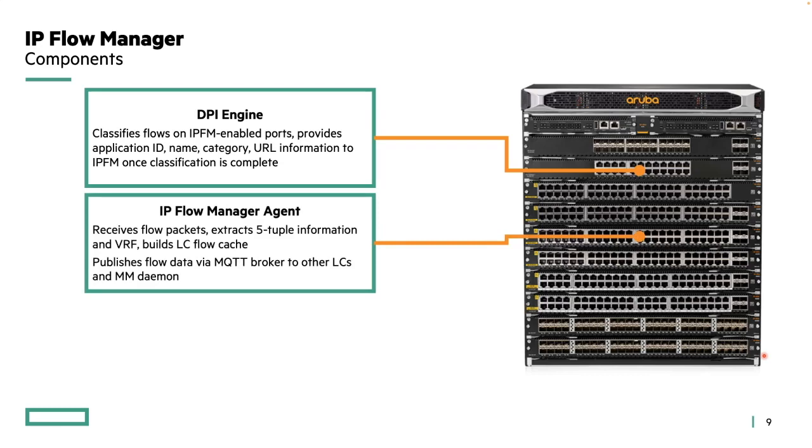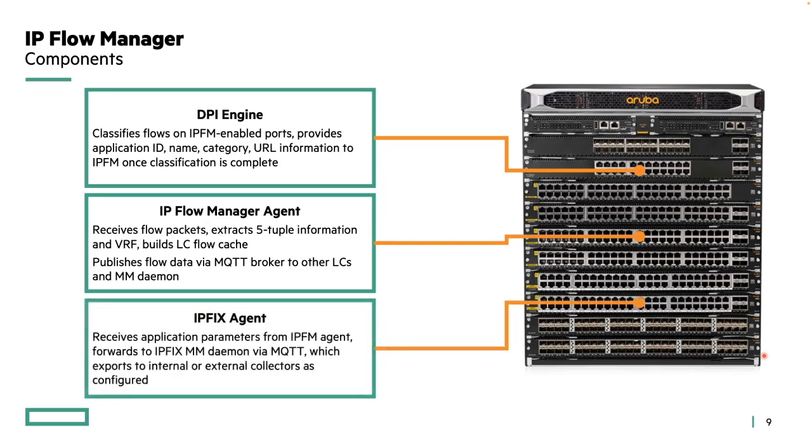You have the IP Flow Manager agent that receives the flow packets from the interfaces themselves, extracts that 5-tuple information, as well as the VRF that flow is associated with, and it builds the local line card flow cache. It also publishes the flow data once those flows are classified to the MQTT broker, which is then disseminated to the other line cards as well as the daemon running on the management module.